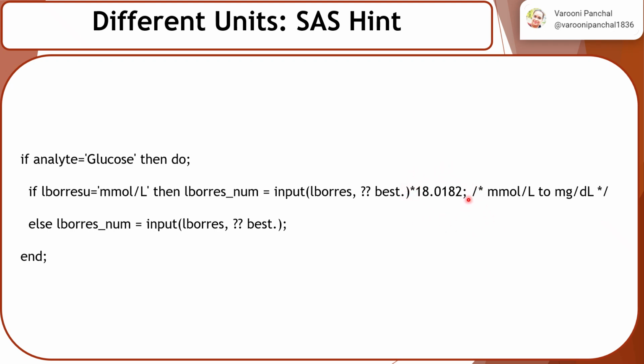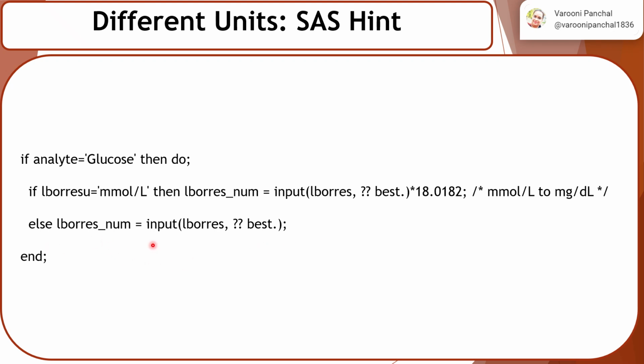So here 18.0182 is the conversion factor from millimole per liter to mg per deciliter. And this is the format that you applied, ?best. In whichever format the value is, when you combine the 12 different studies, you will find different formats, like some records will be in 0 decimal, some records will be in 1 decimal, some record values will be in say 3 to 4 decimals. So in those scenarios we can use this ?best, so it will automatically use the best format and convert. So this is the conversion factor.